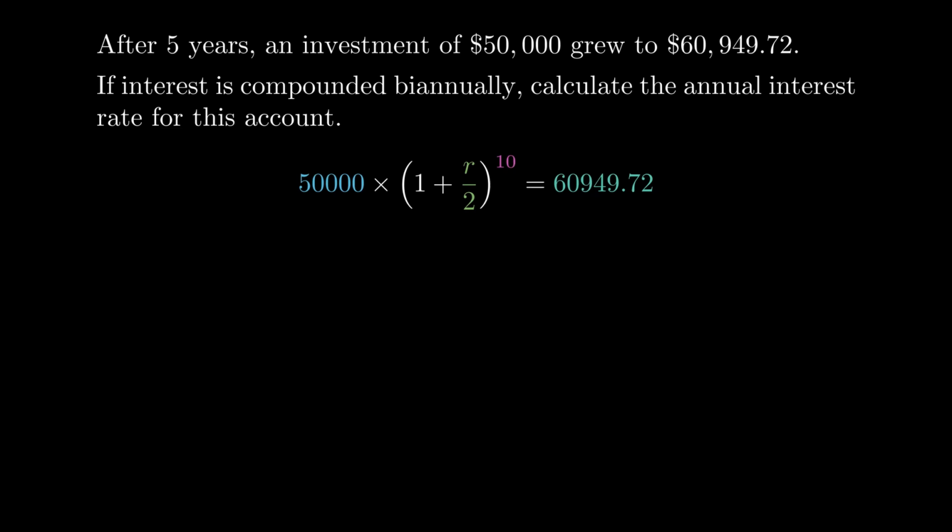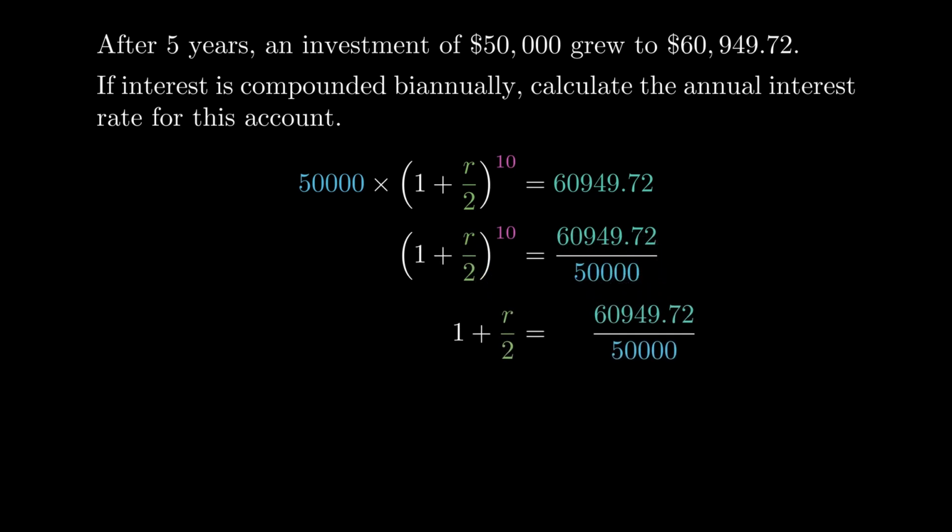Okay, so after translating the story into maths, we just need to solve this equation to work out what r equals. So the r is buried inside that huge bracket thingy, but it's all being multiplied by 50,000. So why don't we start by killing the multiply by dividing through by 50,000. And now we want to kill this 10th power on the outside. The way to kill a power is by taking a root. And because it's a 10th power, we take the 10th root.